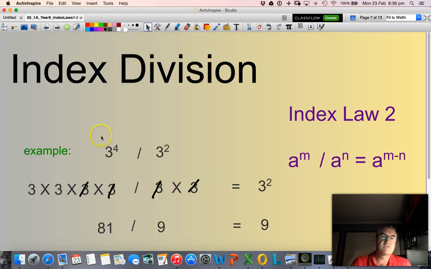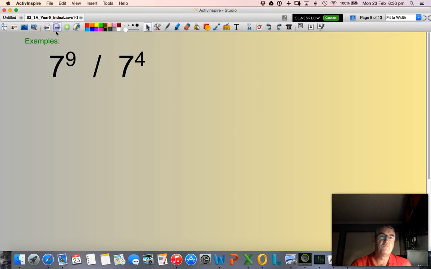So I'm going to move to the next slide, and I'm going to go through about 4 or 5 examples, and hopefully it makes just a little bit more sense. Now, first thing I do is check, do I have the same base? Yes, I do. Base of 7, base of 7. So my answer will also be the base of 7.